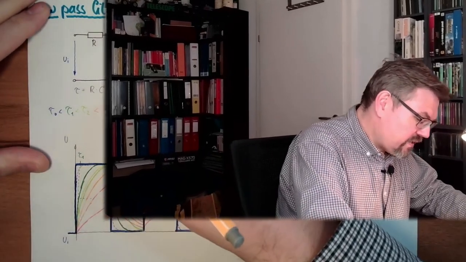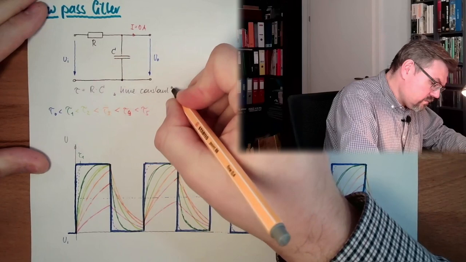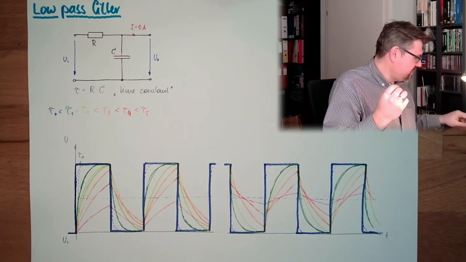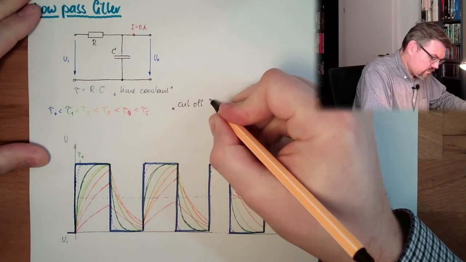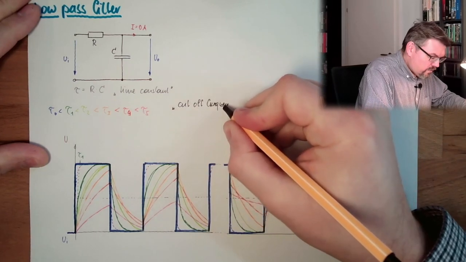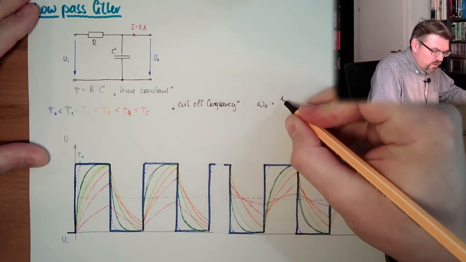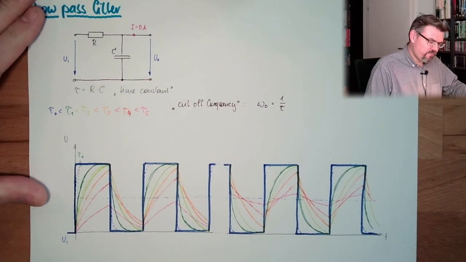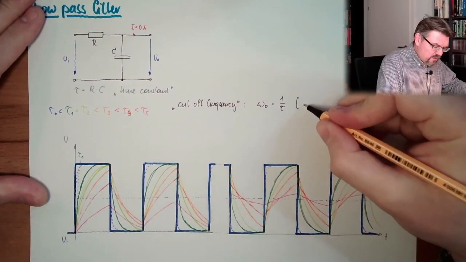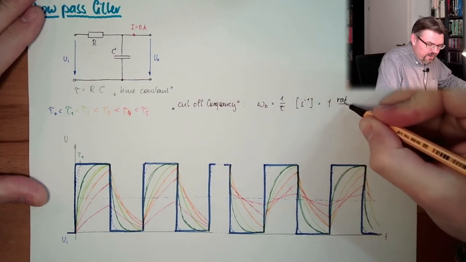So this tau here, we said this is the time constant. Okay, this is called the time constant. And the cutoff frequency is defined as omega zero is 1 divided by tau. So 1 divided by the time constant. Okay? And it's measured in second minus 1, or actually, it's measured in rad per second.